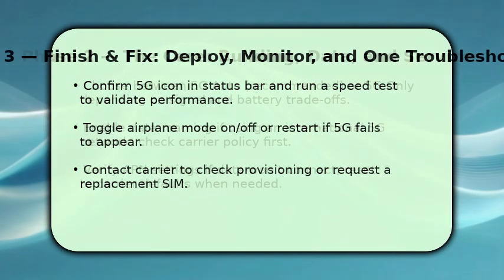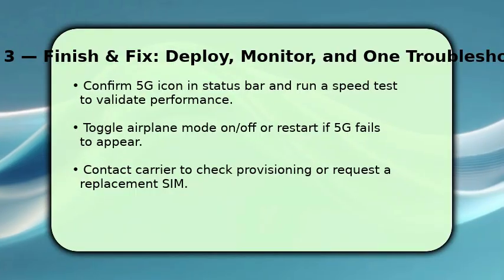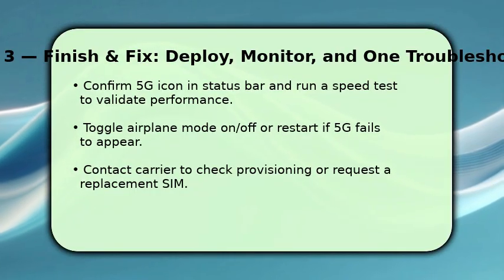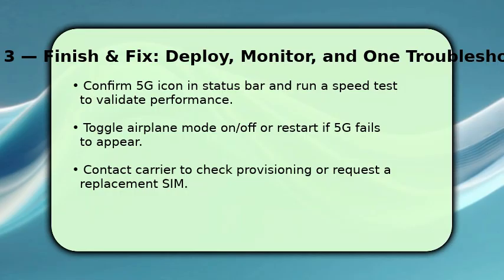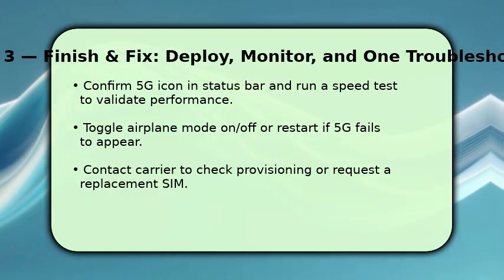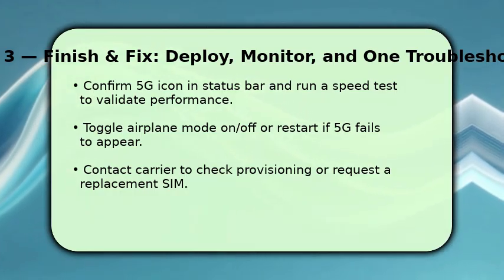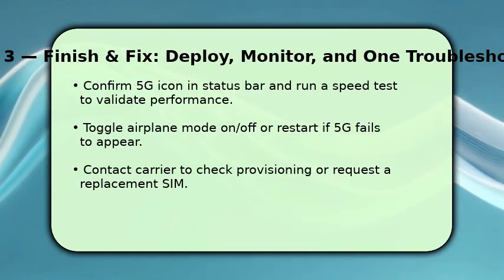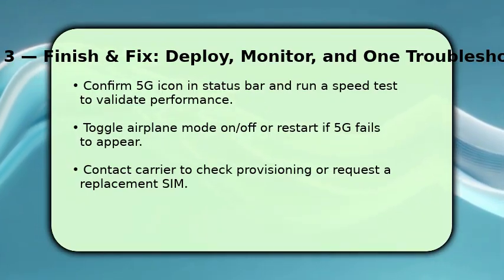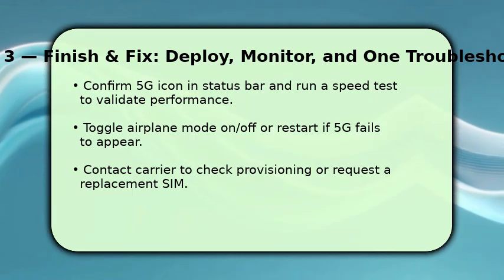Finally, confirm activation by looking for the 5G icon in your status bar and run a speed test to verify throughput. If 5G does not appear, toggle airplane mode on and off or restart the phone to force a fresh network attach. These steps often resolve registration glitches.